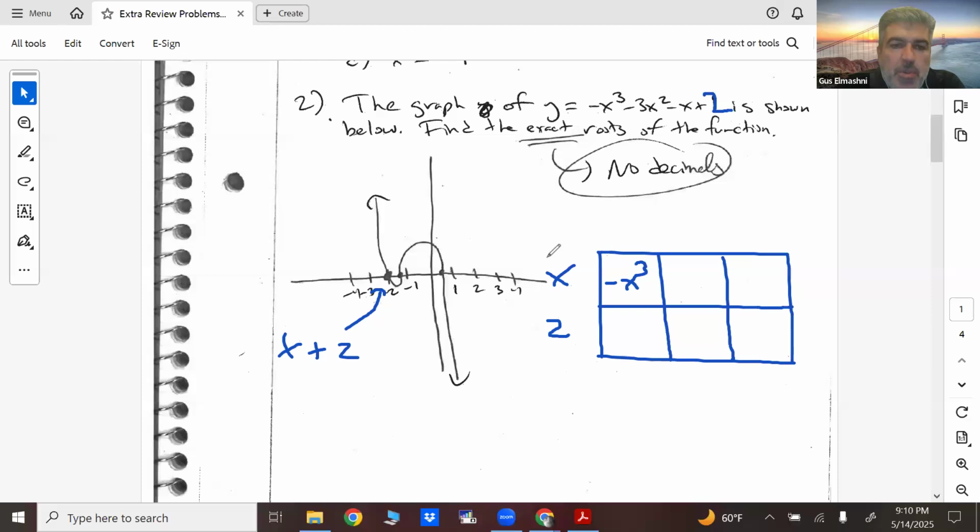So remember, -x cubed. What do you multiply x by to get -x cubed? That would be -x squared. -2x squared. And then what do you add to -2x squared to get -3x squared? -x squared. That'll be -x. Then you multiply that to get -2x. This must be positive x. That'll be +1, and that'll be 2.